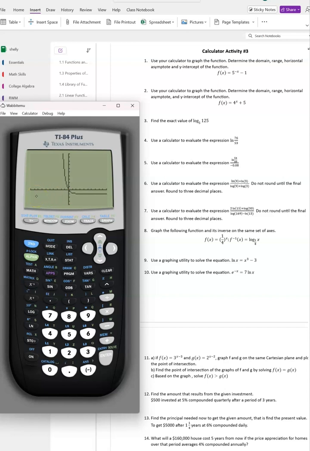And then to find our y-intercept, we can do second trace and then do value, because we know that at our y-intercept, our x is always 0. So if we just put 0 in and hit enter, it'll tell you our y-intercept, okay? It's a nice little trick for finding your y-intercept always. So our y-intercept is 0, 0.